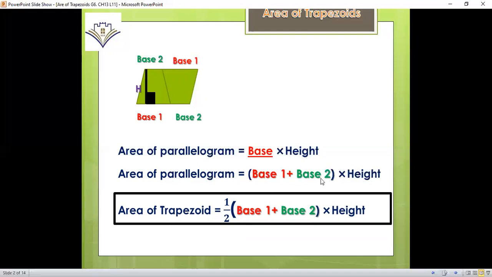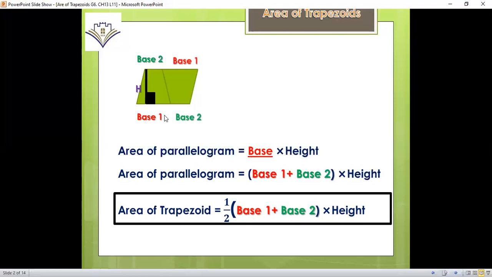This height multiplied by the sum of two bases equals the area of parallelogram. Then I need only the area of trapezoid, which means half the area of parallelogram. Then the area of trapezoid equals half multiply base 1 plus base 2 multiplied by height. Okay? Again, the area of trapezoid equals half, base 1 plus base 2 in brackets, multiplied by height.